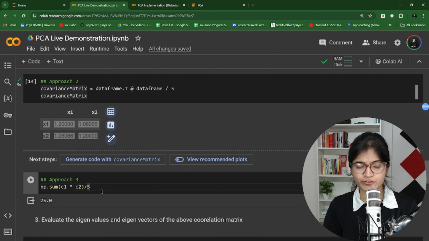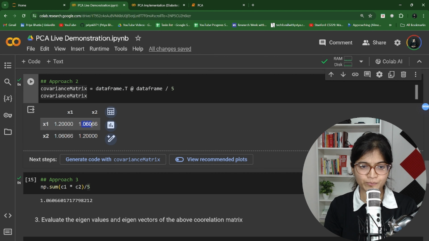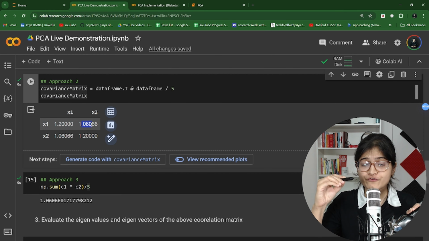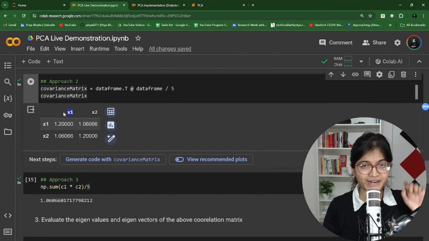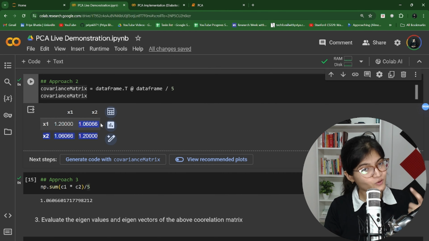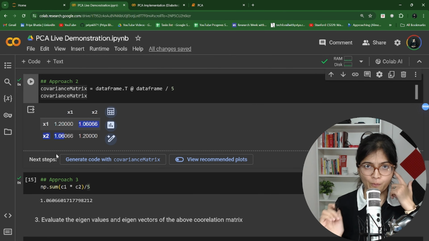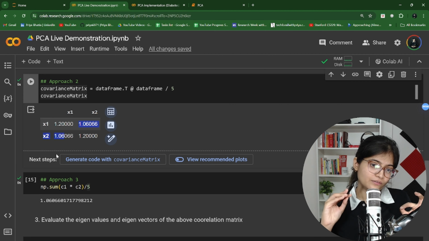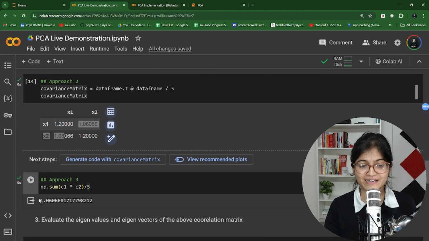Another way is to do the summation and multiplication of C1 and C2 divided by n minus 1. So you will observe it is giving you the number 1.06, because we are not looking for the same-feature covariance values. I don't want the x1 and x1 covariance value, or the x2 and x2 covariance value. What I'm looking for is x1 and x2, or x2 and x1. These are always the same, always remember, right? The commutative property is there. So we are looking for x1 x2 or x2 x1, which is this value.